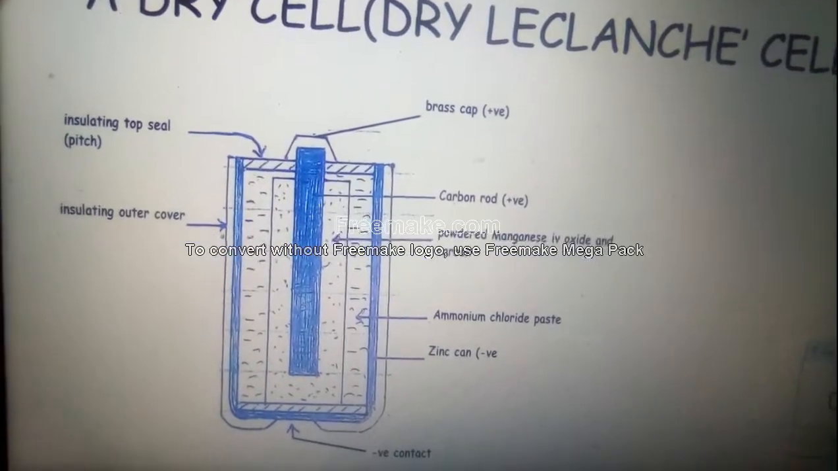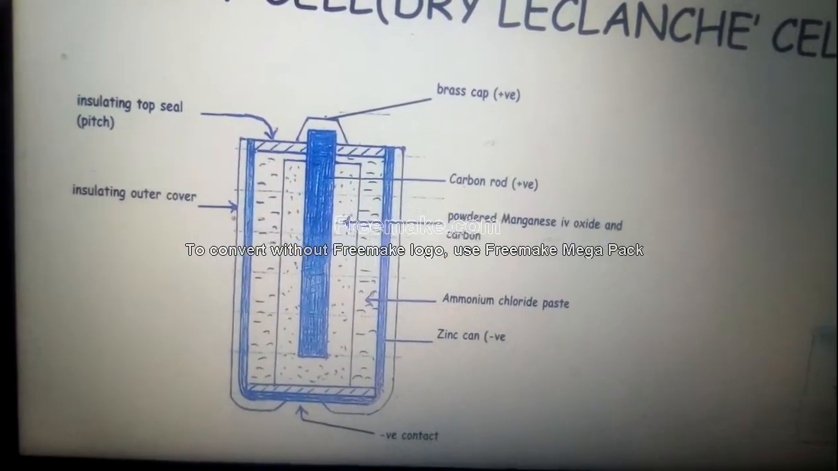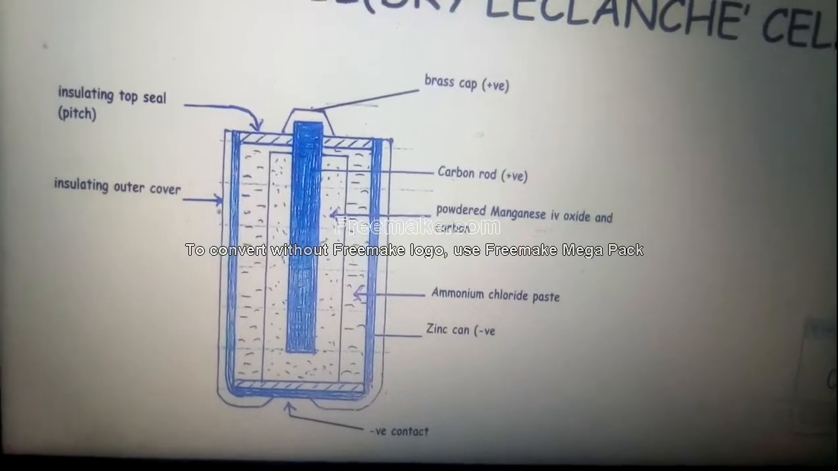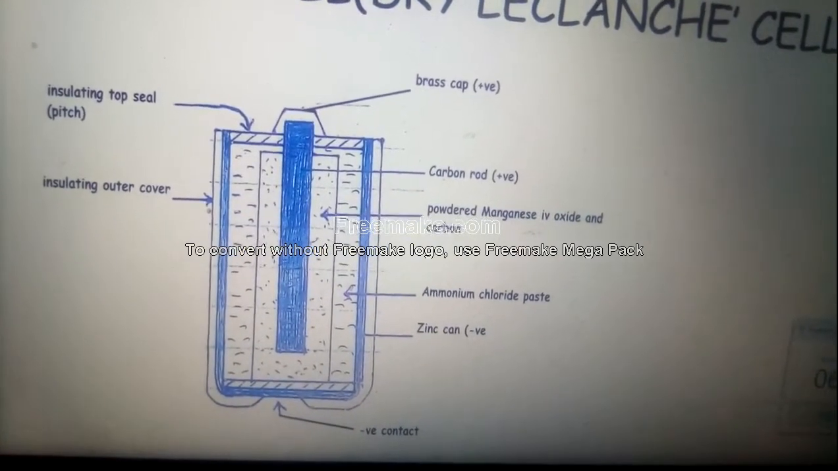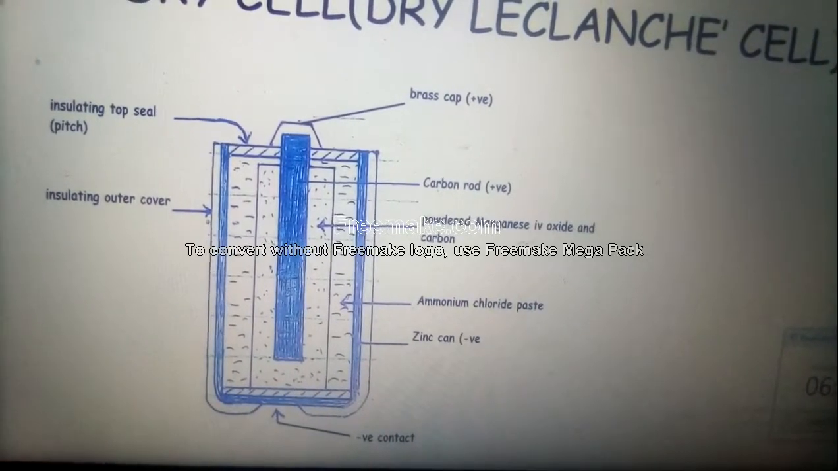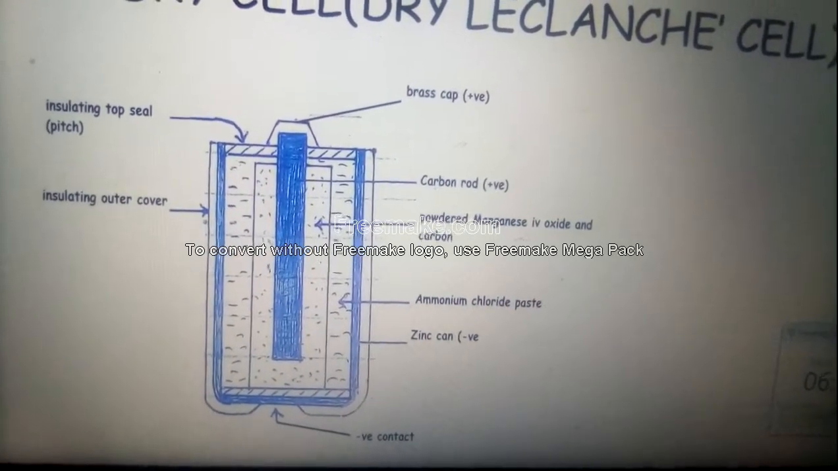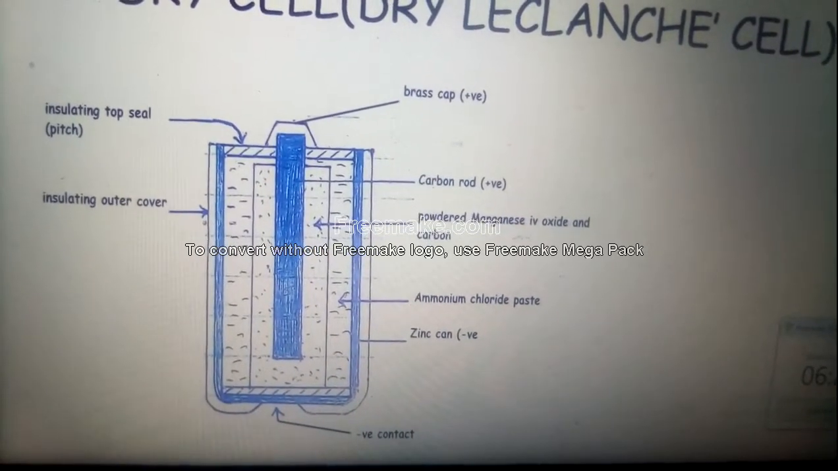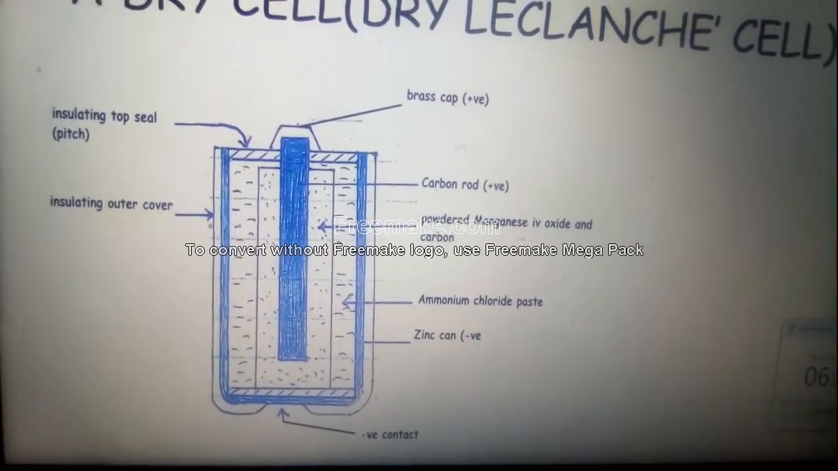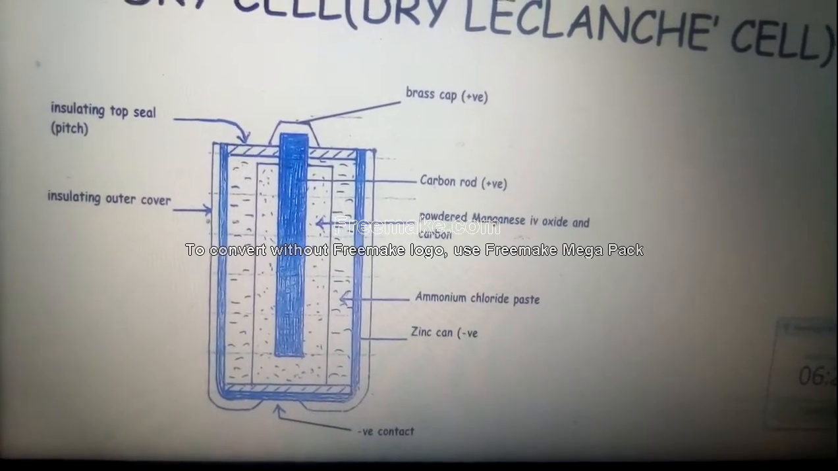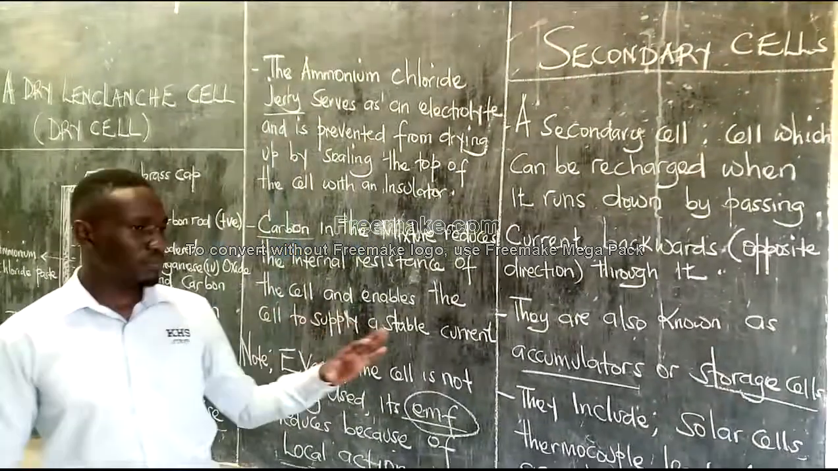So there would be ammonium chloride here, in the form of a jelly or a paste. As I explained earlier, you know how it looks. Therefore, the difference between a wet cell and a dry cell is that in a wet cell we have ammonium chloride solution, whereas in a dry cell we have ammonium chloride jelly.